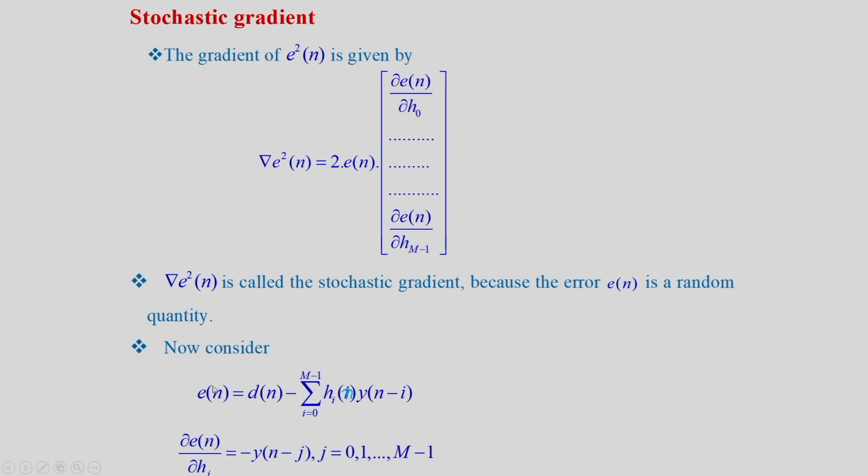Now, taking the partial derivative, del En del Hj is equal to, this negative sign is there, we are taking the partial derivative with respect to Hj, so only yn minus j will be there. So, therefore, del En del Hj is equal to minus y of n minus j, j going from 0 to m minus 1. So, that way partial derivative of En with respect to Hj is given by negative of y n minus j.